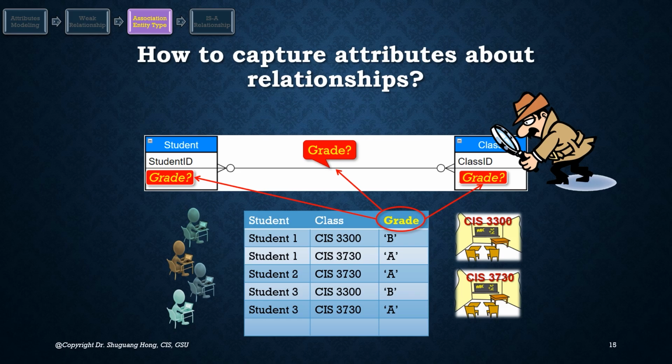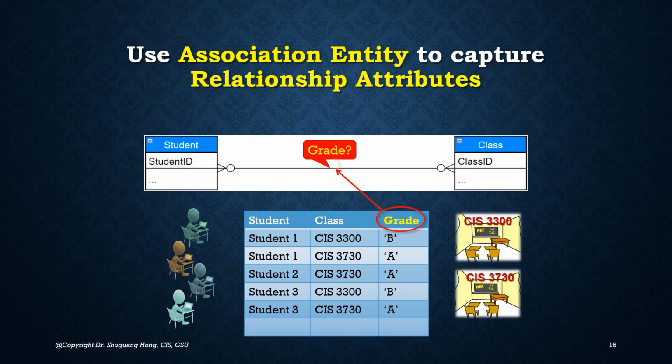But in the crow's foot ER model notation, a relationship is only a line and has no place for fields. The solution is to convert the relationship into an association entity using the round box in the ER model. The cardinalities of the association entity, enrollment, to both student and class must be one-to-one and mandatory. It is because a grade cannot exist by itself. A student receives a grade from each class and a class assigns a single grade to each student.